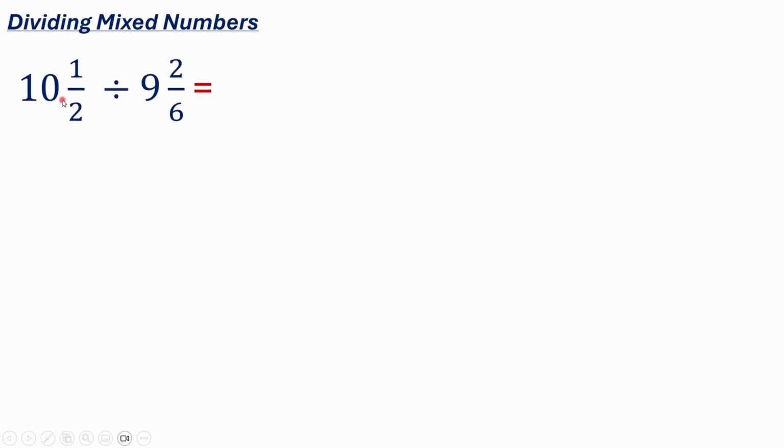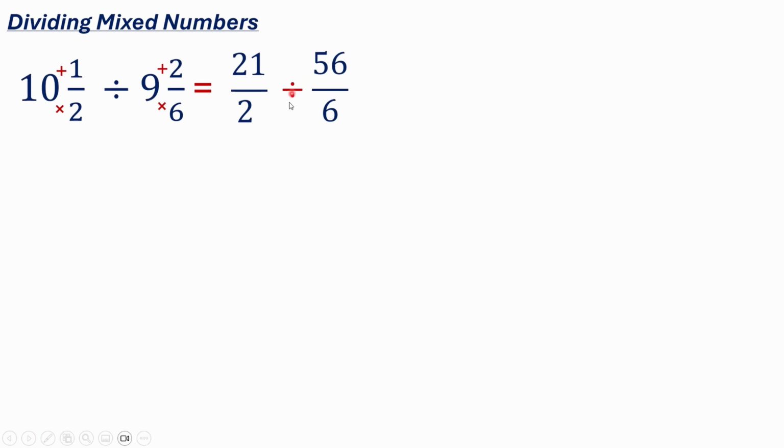The last question, dividing mixed numbers. It is the same as the previous question, but I have to do something about this division. First, it's a mixed number. I have to convert the mixed numbers to improper fractions. So I will multiply 2 times 10, which is 20, plus 1. That will give you 21/2. Then 6 times 9 is 54, plus 2, 56/6. So the fraction form will be 56/6.